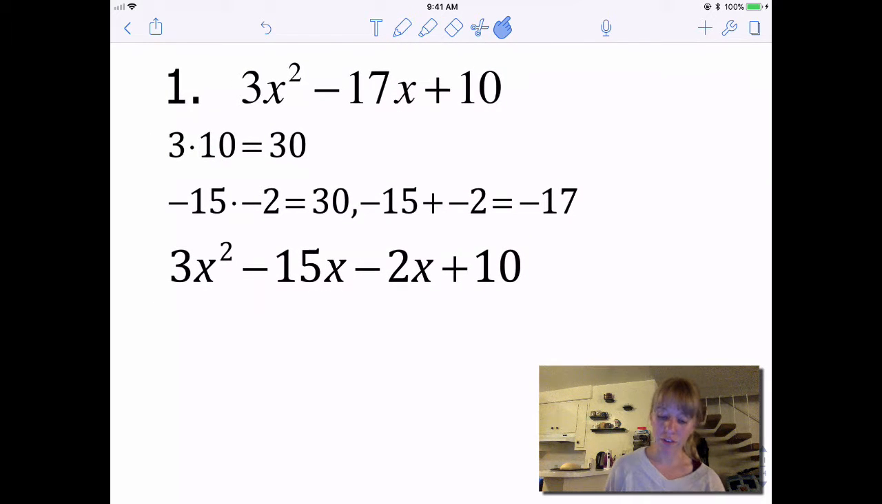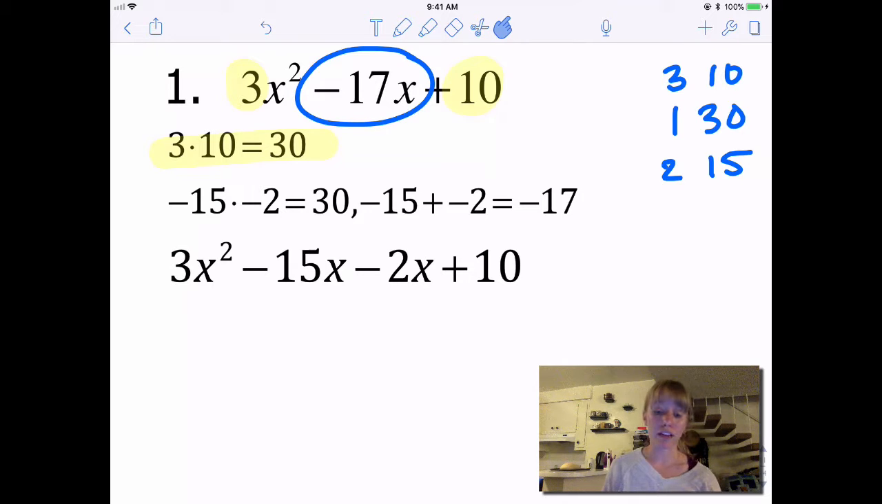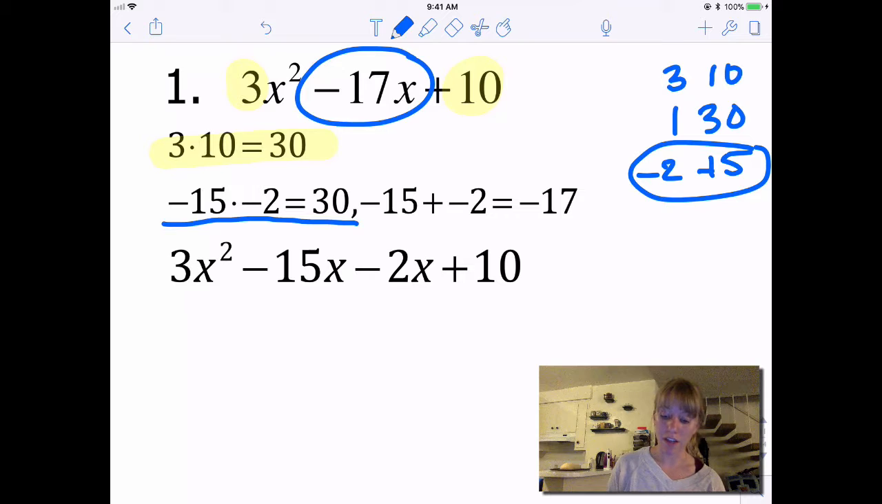So number 1, it's 3x squared minus 17x plus 10. AC method means I'm going to multiply a and c, 3 and 10. 3 times 10 is 30. So I would list factors of 30: 3 and 10, 1 and 30, 2 and 15, and I want those factors to add up to negative 17. I see that if I make both of these negative, I can make that work. Negative 15 times negative 2 is 30, negative 15 plus negative 2 is negative 17.